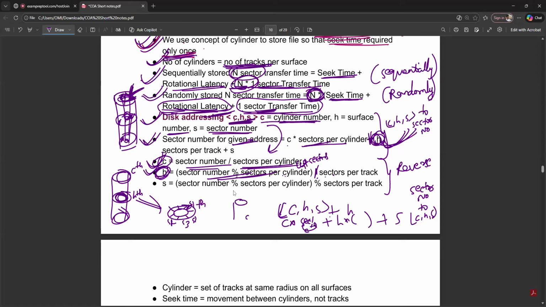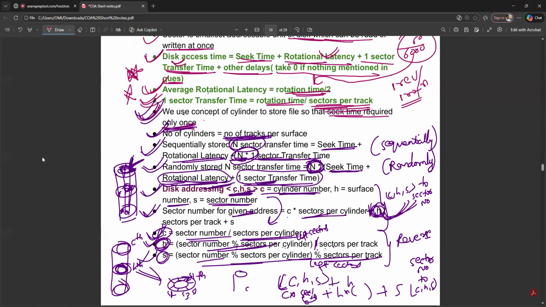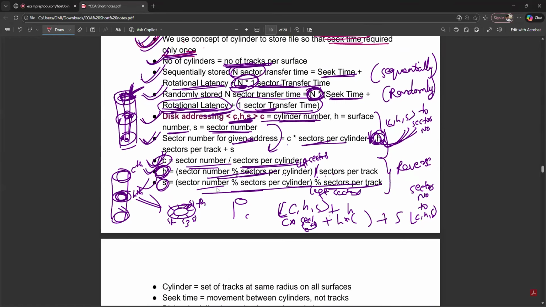Now you mod it again. Whatever the left sectors, that is your S. This thing you can get only when you do the questions, right? Only when you do the questions. So please do the questions. Please do the GATE PYQs.